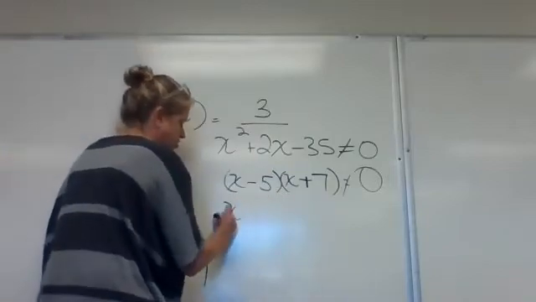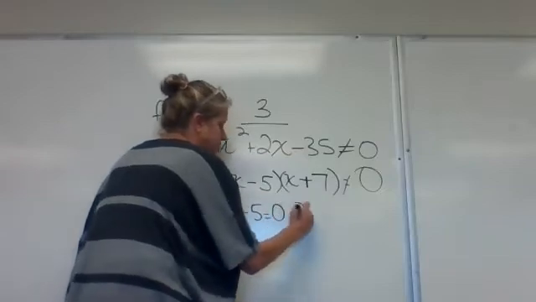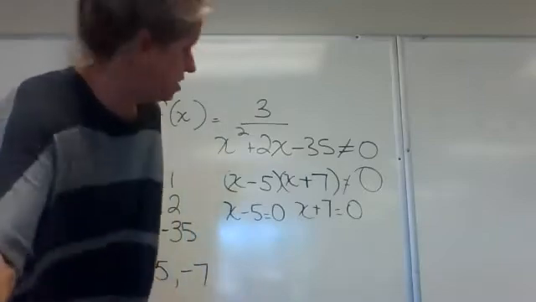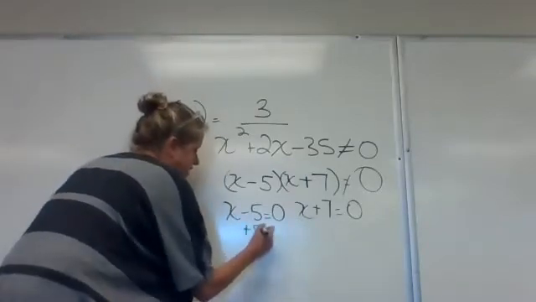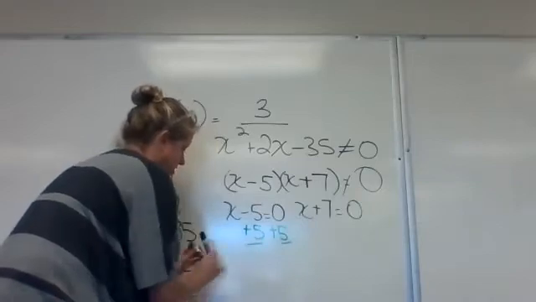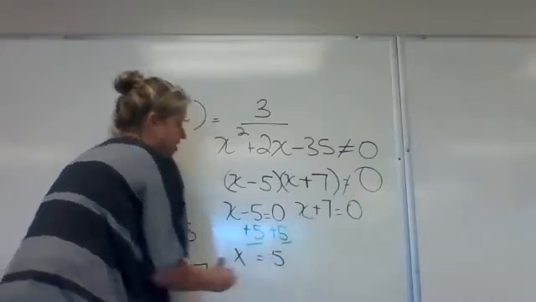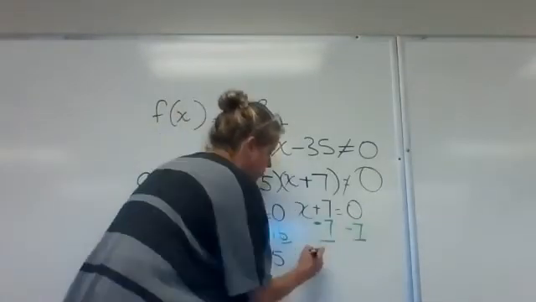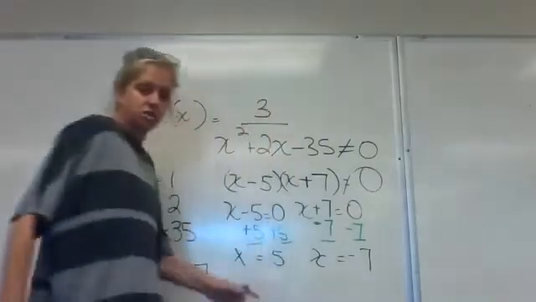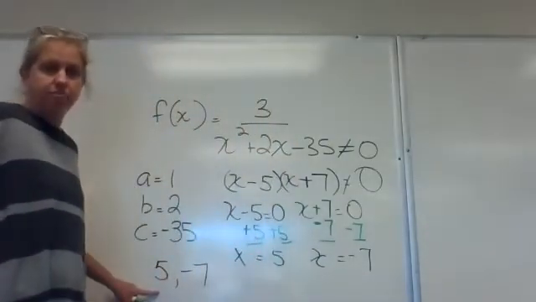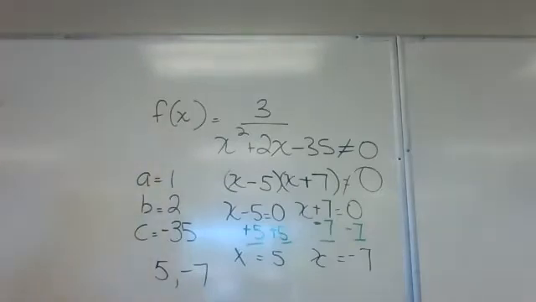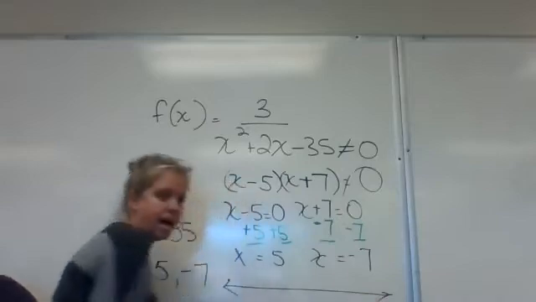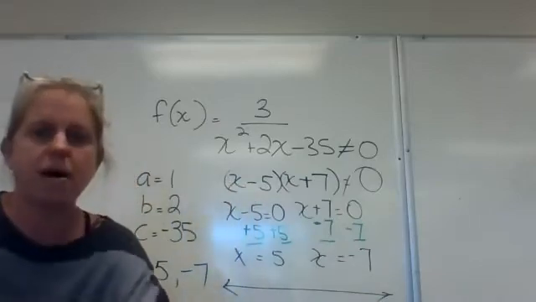So there's my factors. What do you do with your factors? Set them equal to 0 and solve them for x. So this one, I'd have to add the 5 to both sides, so x equals 5. And this one, I'd have to subtract the 7 from both sides, so here, x equals negative 7. So those, just like I got in the quad, right? You're solving the same thing. That's why you're getting the same answers. So if I'm entering this in interval notation, let's think about the number line from negative infinity to positive infinity.